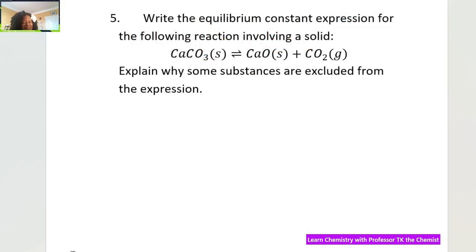So now, y'all, let's look at the next one. It says, write the chemical equilibrium expression for the following involving a solid. Who can answer this question for me? Oh, good, Ash. No solids or liquids are included. That is correct. So the only thing you're going to have in this chemical equilibrium expression is simply carbon dioxide, and that's it. That's your answer.